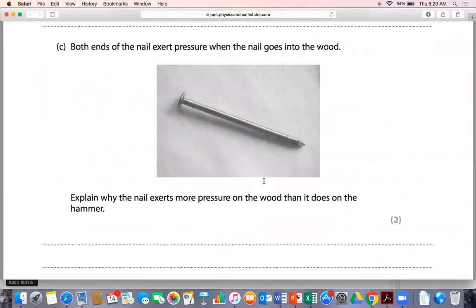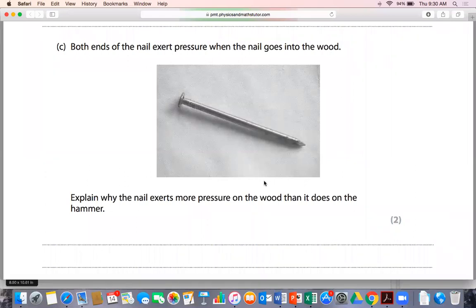Okay, both ends of the nail exert pressure when the nail goes into the wood. Explain why the nail exerts more pressure on the wood than it does on the hammer. Because the surface area is smaller. Smaller surface area. Okay, so we are looking at pressure equals force over area. We're looking at that concept.